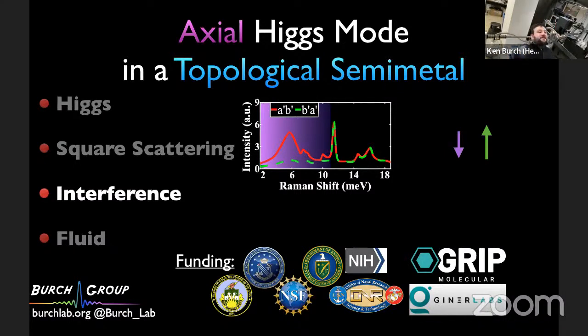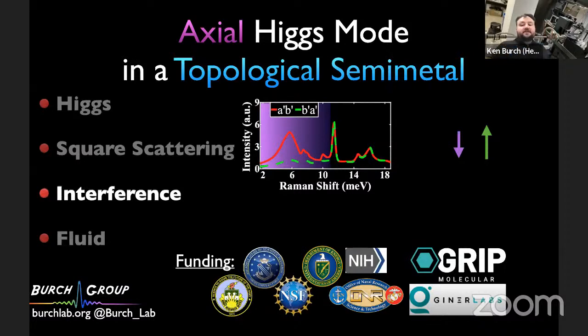When we measure that mode, as you see in red, by sending light in along one particular axis, A prime, and measuring along the scattered direction B prime, we see the mode. However, if we simply reverse the order, so now we send in along B prime and measure along A prime, the mode is almost completely suppressed. This was quite surprising to us, and we couldn't find any example of this in the literature.